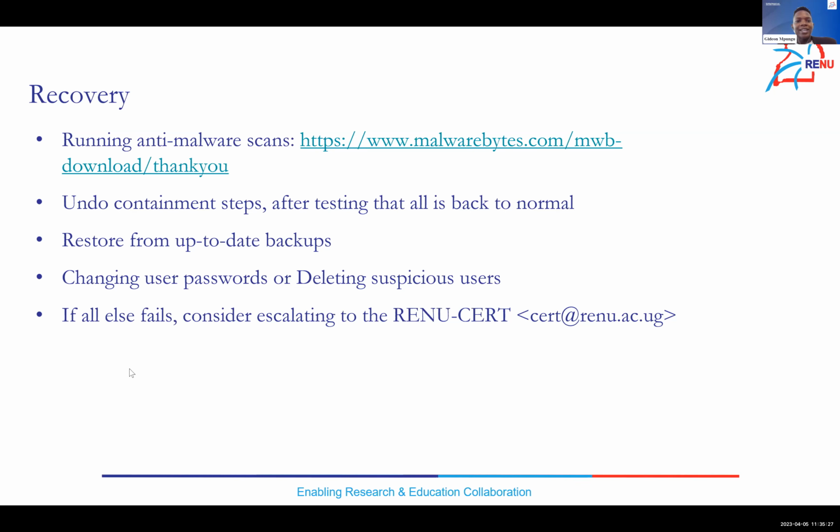You can restore from your backups that are up to date, which feeds back into making sure that if you have a backup strategy, it should be well tested and regular, right? If you decide that maybe I have a learning management system or an email system and I'm going to back it up every weekend or maybe twice every week, make sure this strategy is tested, and maybe every once in a while, maybe every month, check to see that the backups actually exist and I can actually restore from these backups, okay? Then as part of recovery, change the password, insufficient user, et cetera. If anything fails, you can reach out to the registrar for guidance or help.